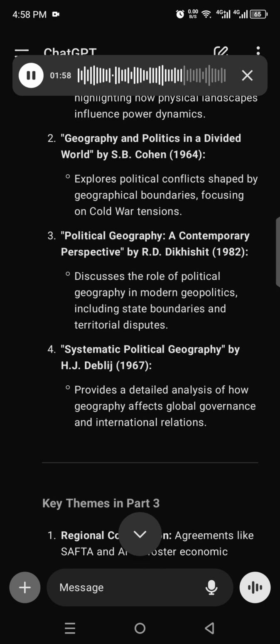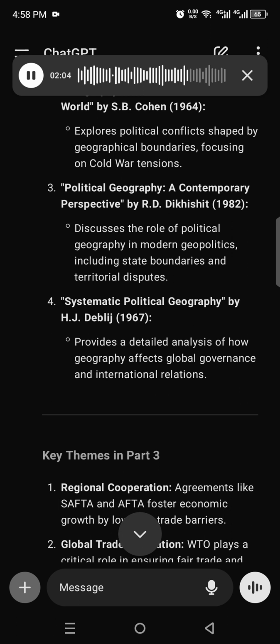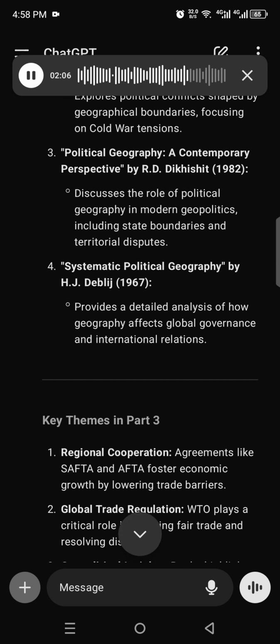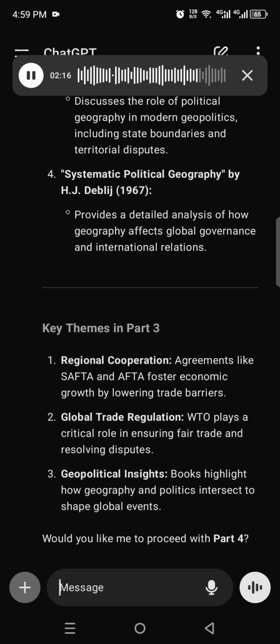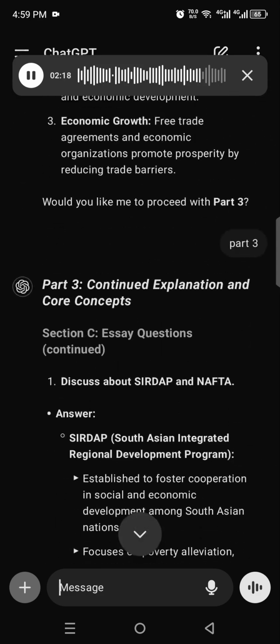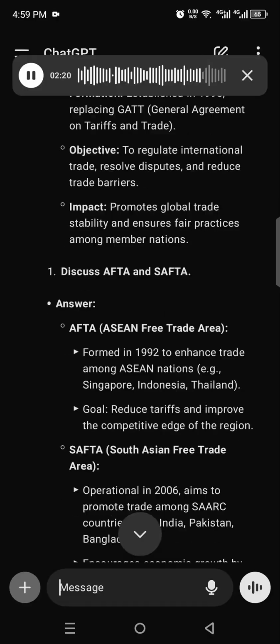3. Political Geography, A Contemporary Perspective by R. D. Dikshit, 1982. Discusses the role of political geography in modern geopolitics, including state boundaries and territorial disputes. 4. Systematic Political Geography by H. J. de Blij, 1967, provides a detailed analysis of how geography affects global governance and international relations.